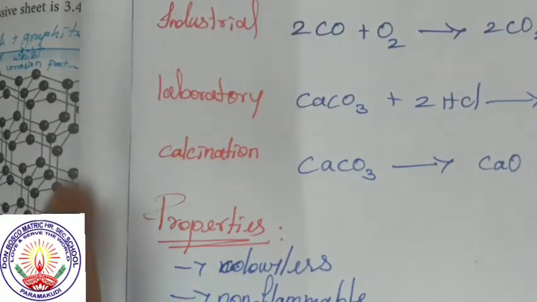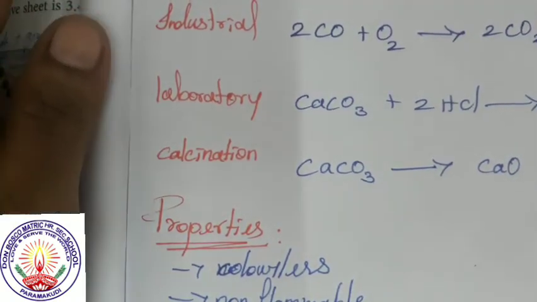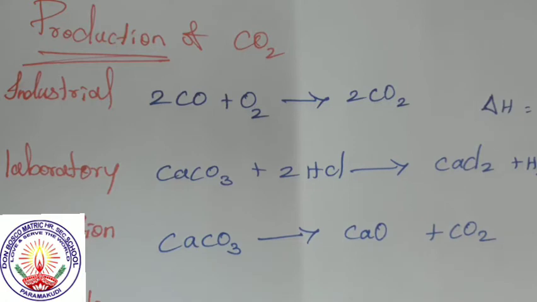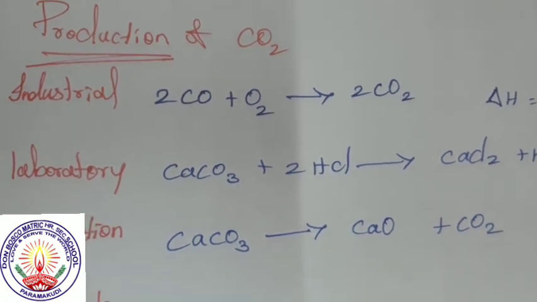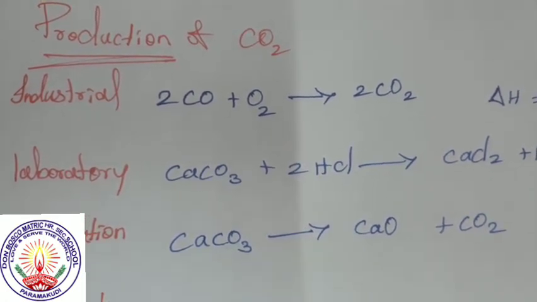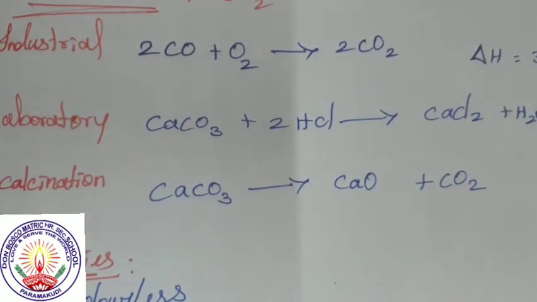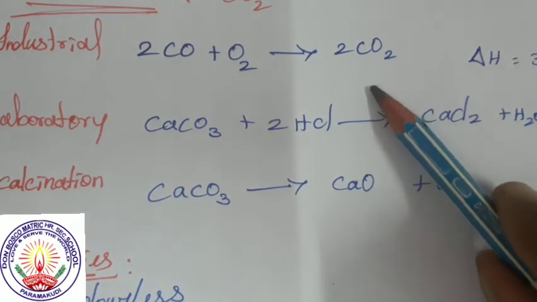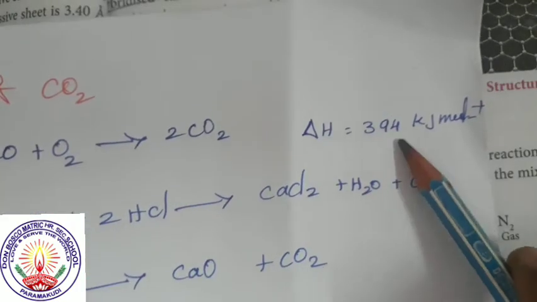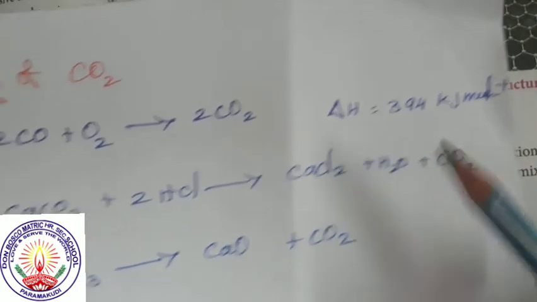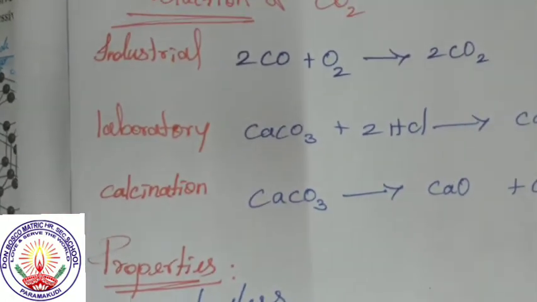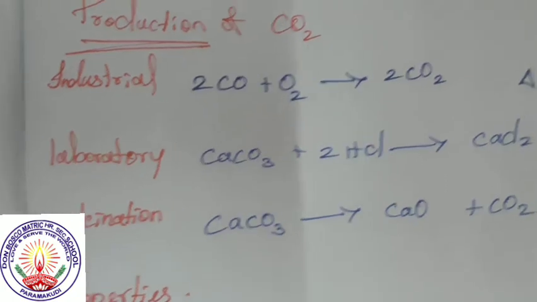Next we shall see the preparation of carbon dioxide. This carbon dioxide can be prepared in three ways. First, we can prepare it industrially. Industrially, carbon monoxide is treated with oxygen and we get carbon dioxide, releasing a large amount of energy. Again, we can prepare this in the laboratory in a very small amount.